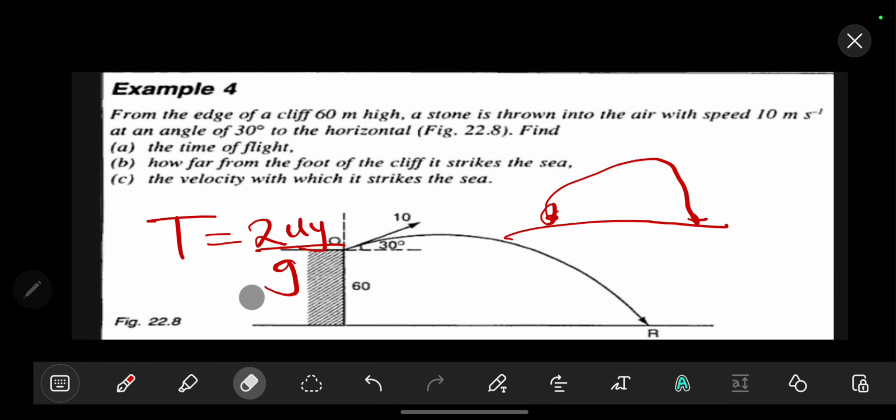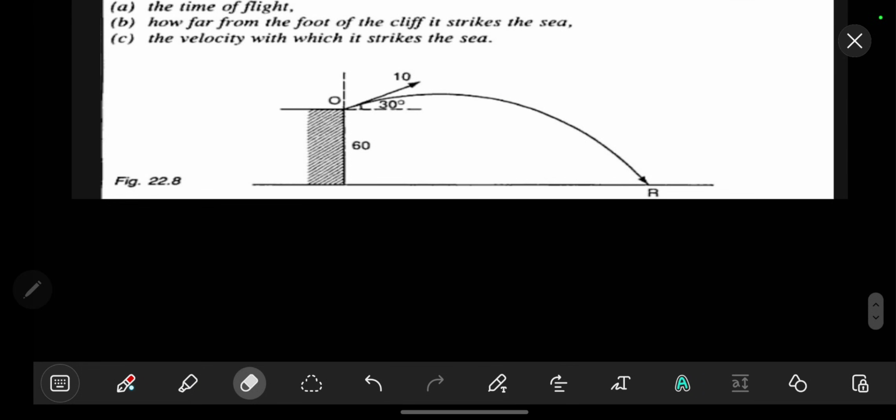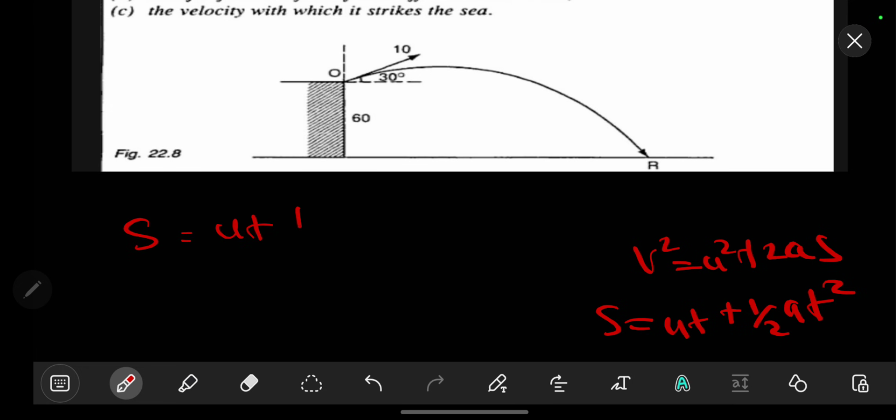So there you will just be forced to use the kinematic equations, which are v squared equal to u squared plus 2as, but we want the time, so we are going to use s equal to ut plus half at squared. So we are going to say s should be equal to ut plus half at squared.